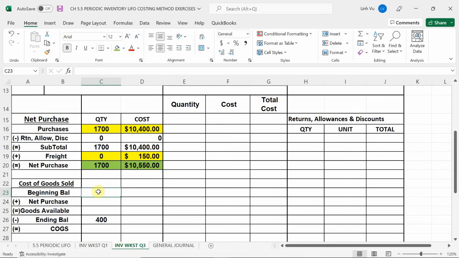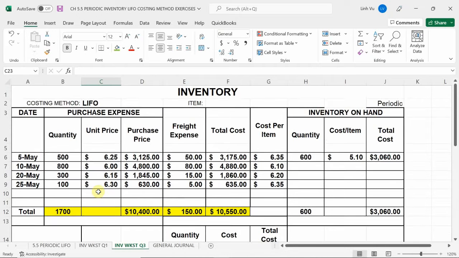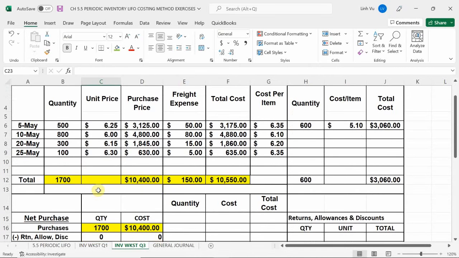So in the very beginning of the month, we didn't transfer anything over from the previous inventory worksheet. 600. We do have inventory on hand right here. Okay, so yes, we do have beginning inventory.